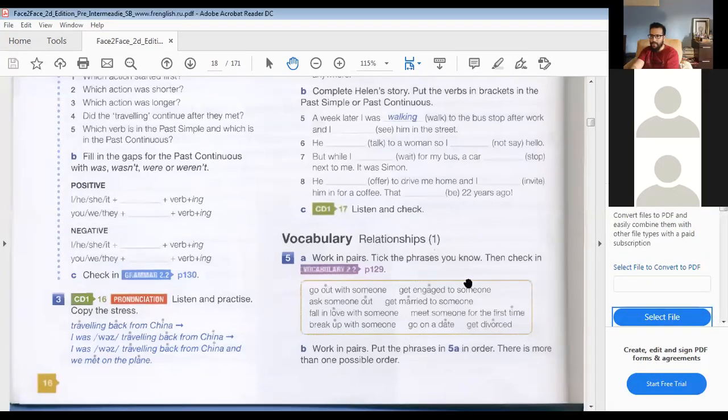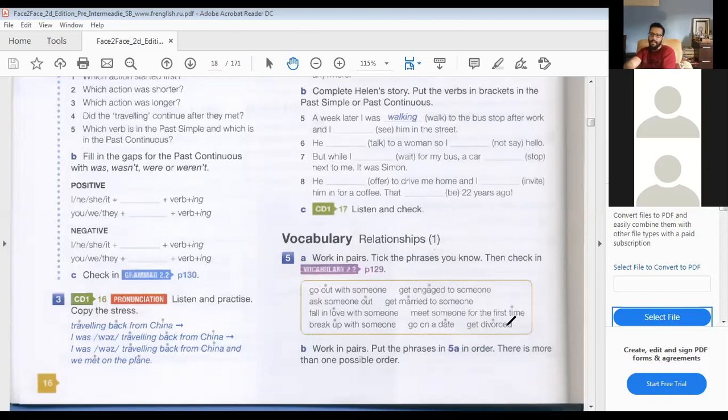Okay, so here, Mohammed, what we're doing is we're checking out some vocabulary. This vocabulary can be used to talk about relationships. So we have go out with someone, get engaged to someone, ask someone out, get married to someone, fall in love with someone, meet someone for the first time, break up with someone, go on a date, get divorced.